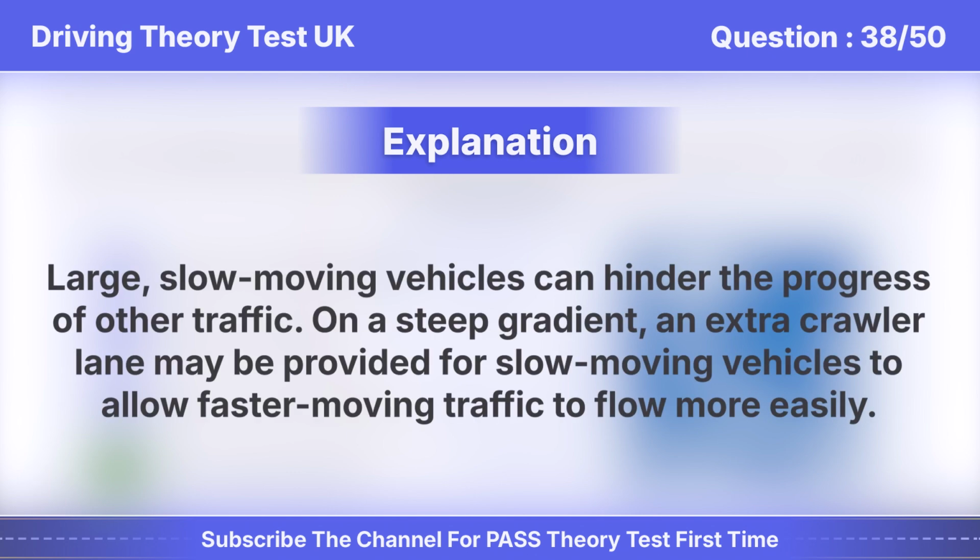Large, slow-moving vehicles can hinder the progress of other traffic. On a steep gradient, an extra crawler lane may be provided for slow-moving vehicles to allow faster-moving traffic to flow more easily.